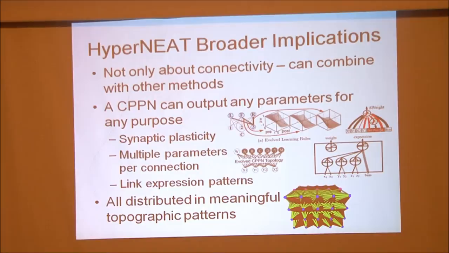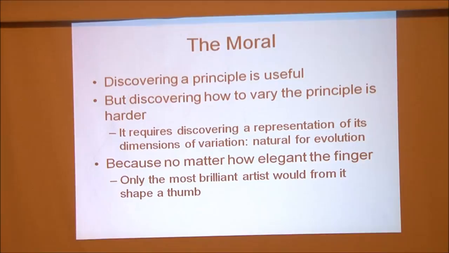So the moral of the story, and this is the last slide, is that discovering a principle is useful. Of course we want to discover principles. But discovering how to vary the principle is harder because it's not the kind of thing humans are good at. We are not good at thinking about how to represent the dimensions of variation of the principle. What are the possible manifestations? And yet that is exactly what evolution is good at. Evolution is the master of doing that kind of variation.